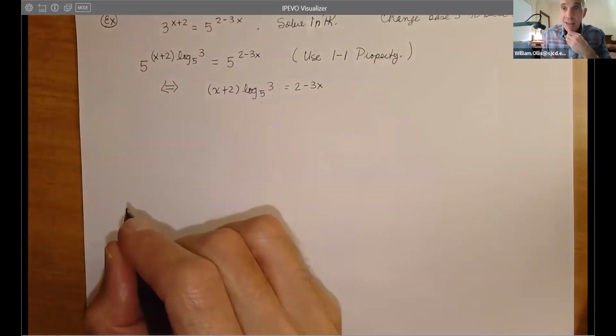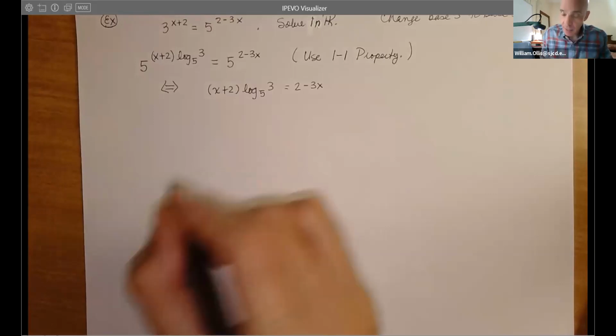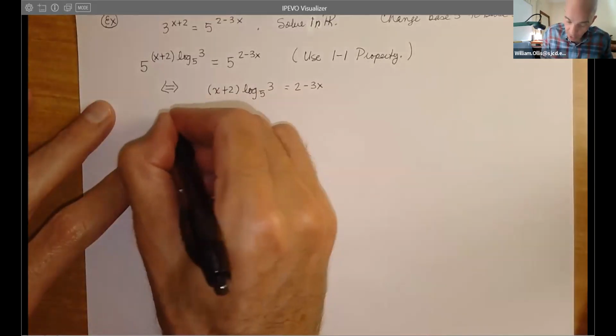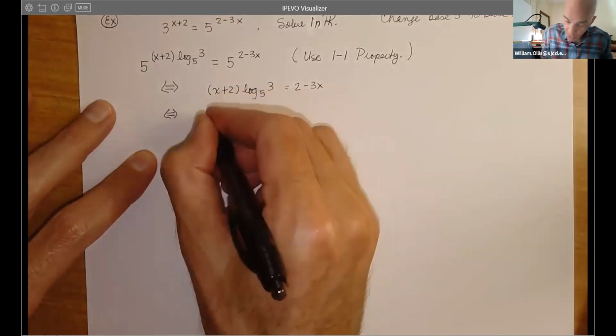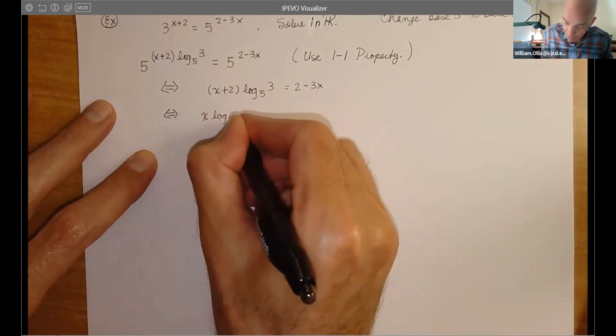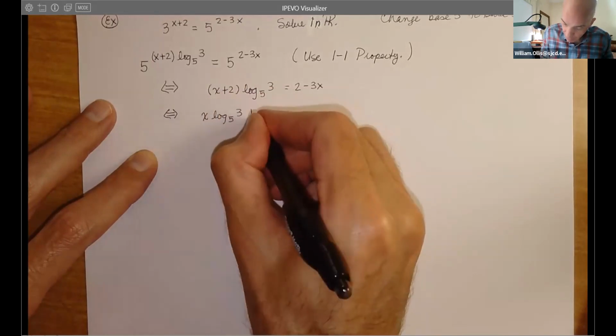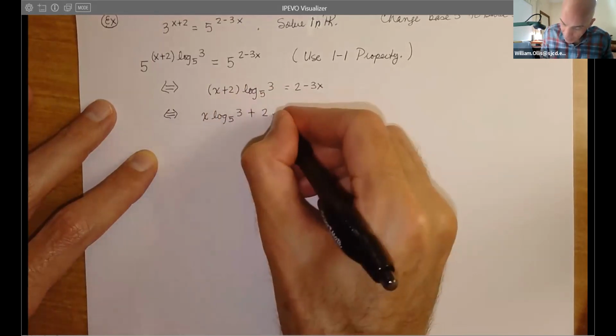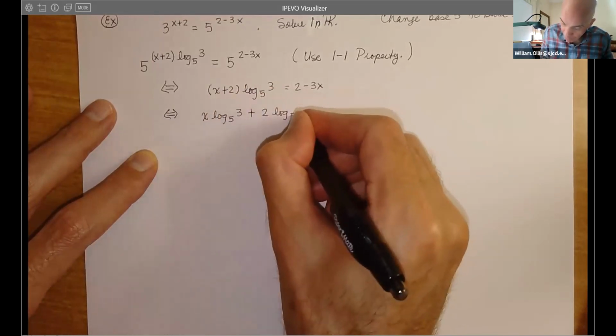So now we just have first degree in x, so we can get all of our x's together. Let's go ahead and multiply these numbers. So we have x times the base 5 logarithm of 3 plus 2 times the base 5 logarithm of 3.